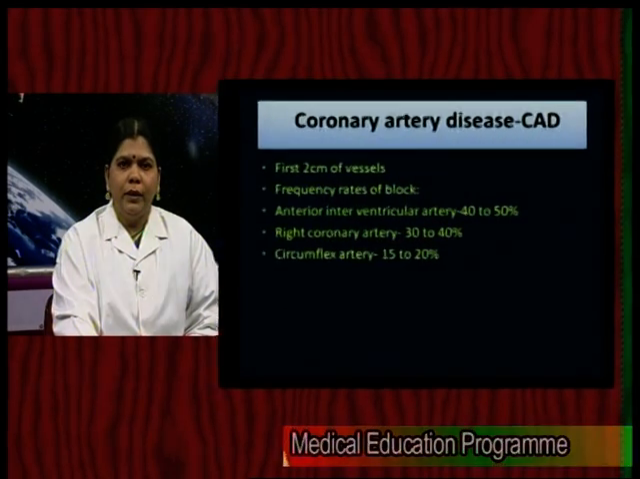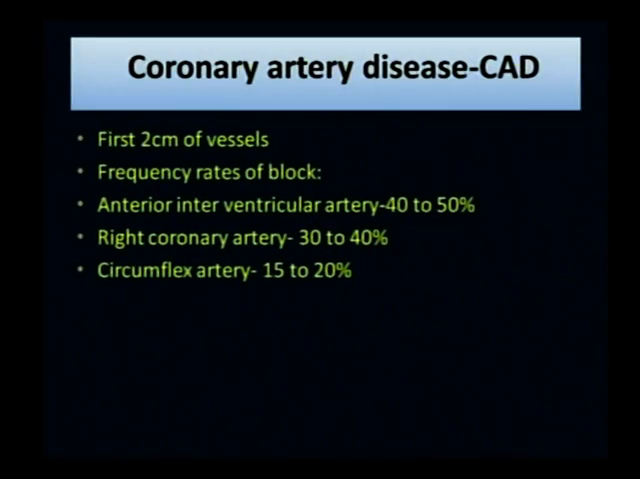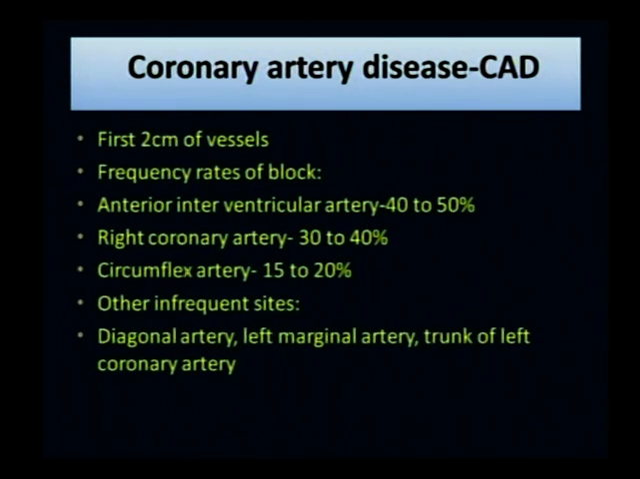As for the frequency of coronary artery disease in the vessels, it mainly affects the first 2 centimeters of the vessels. The frequency is mainly the anterior interventricular artery 40 to 50%, the right coronary artery 30 to 40%, and the circumflex artery less. Other infrequent sites are the diagonal artery, left marginal artery, and the left coronary artery trunk itself. So, these are the various arteries which may be affected.